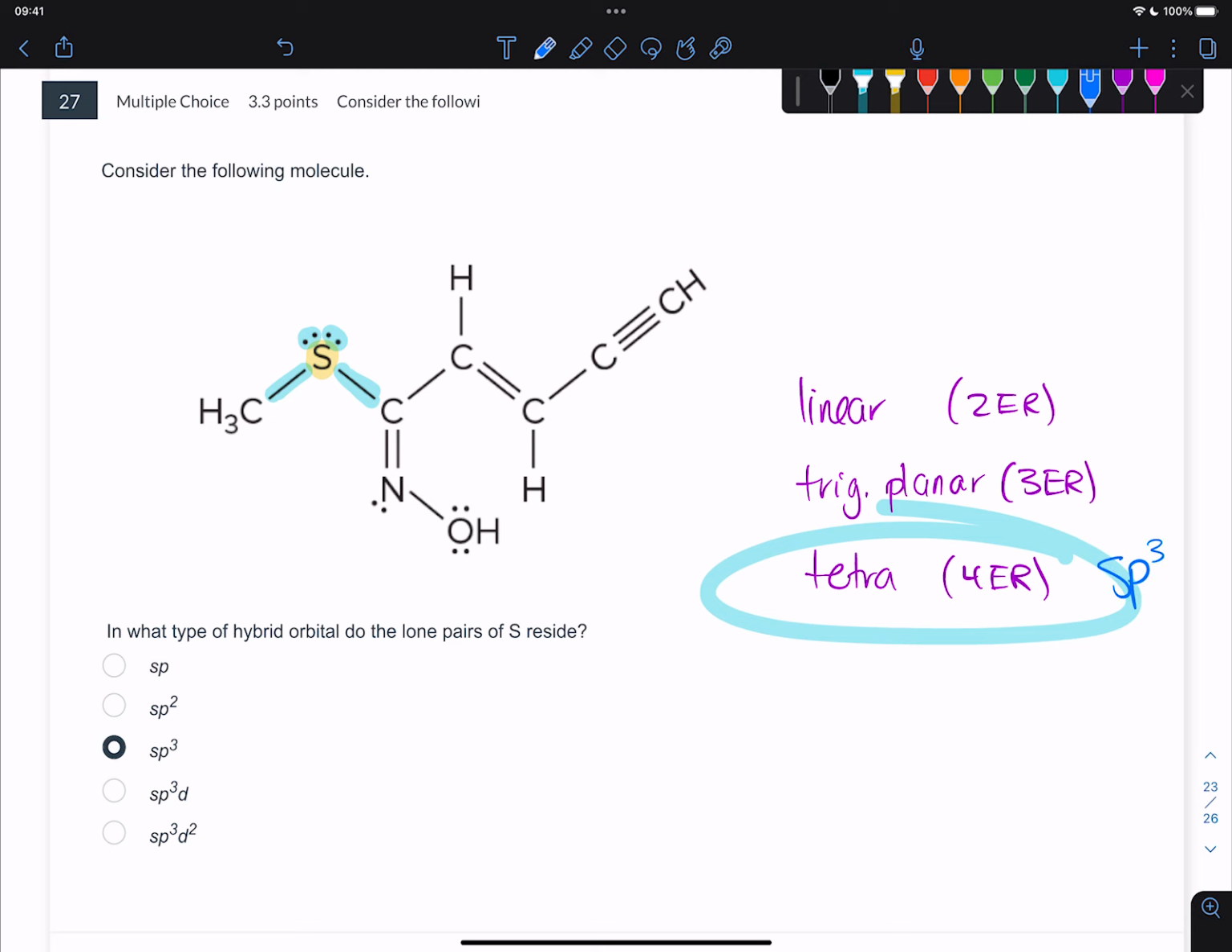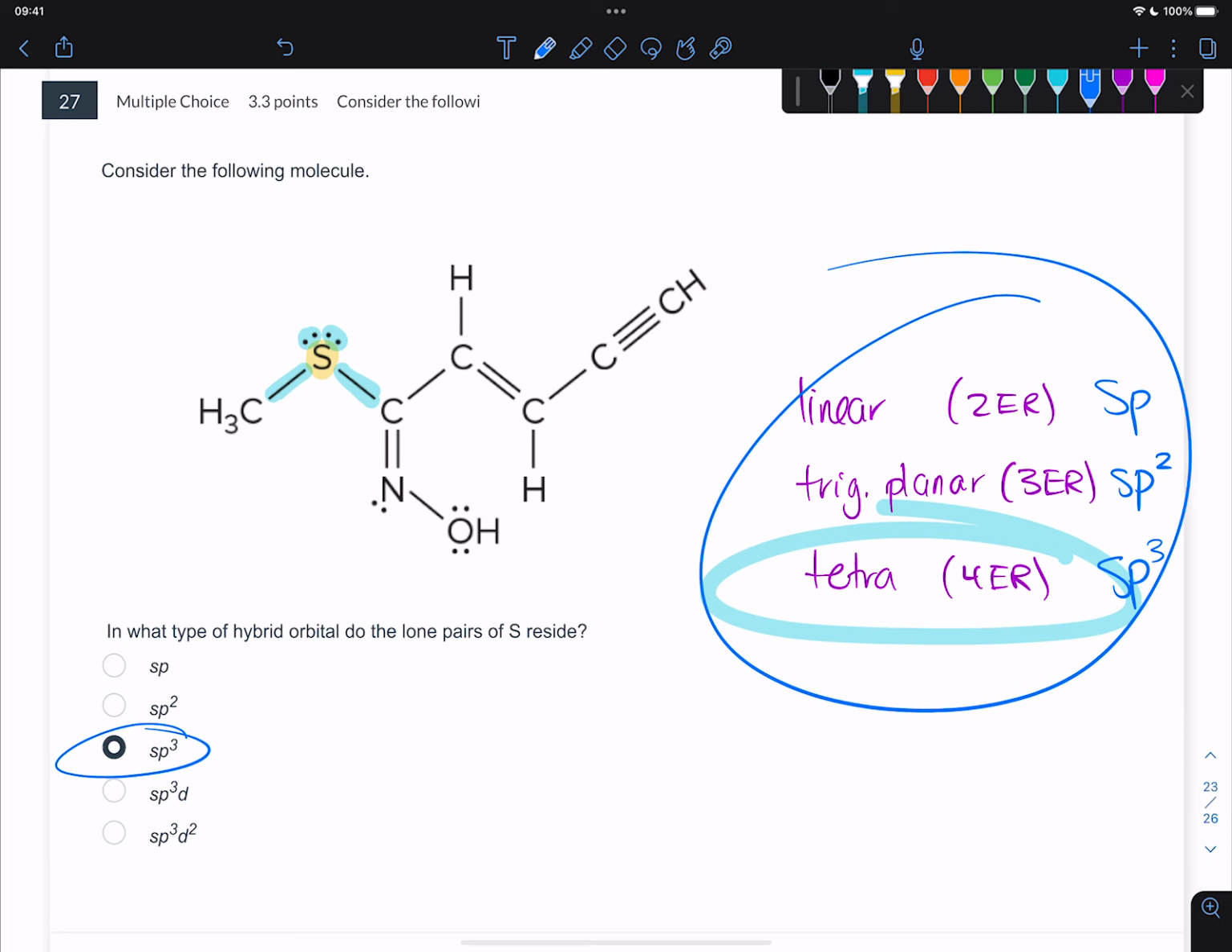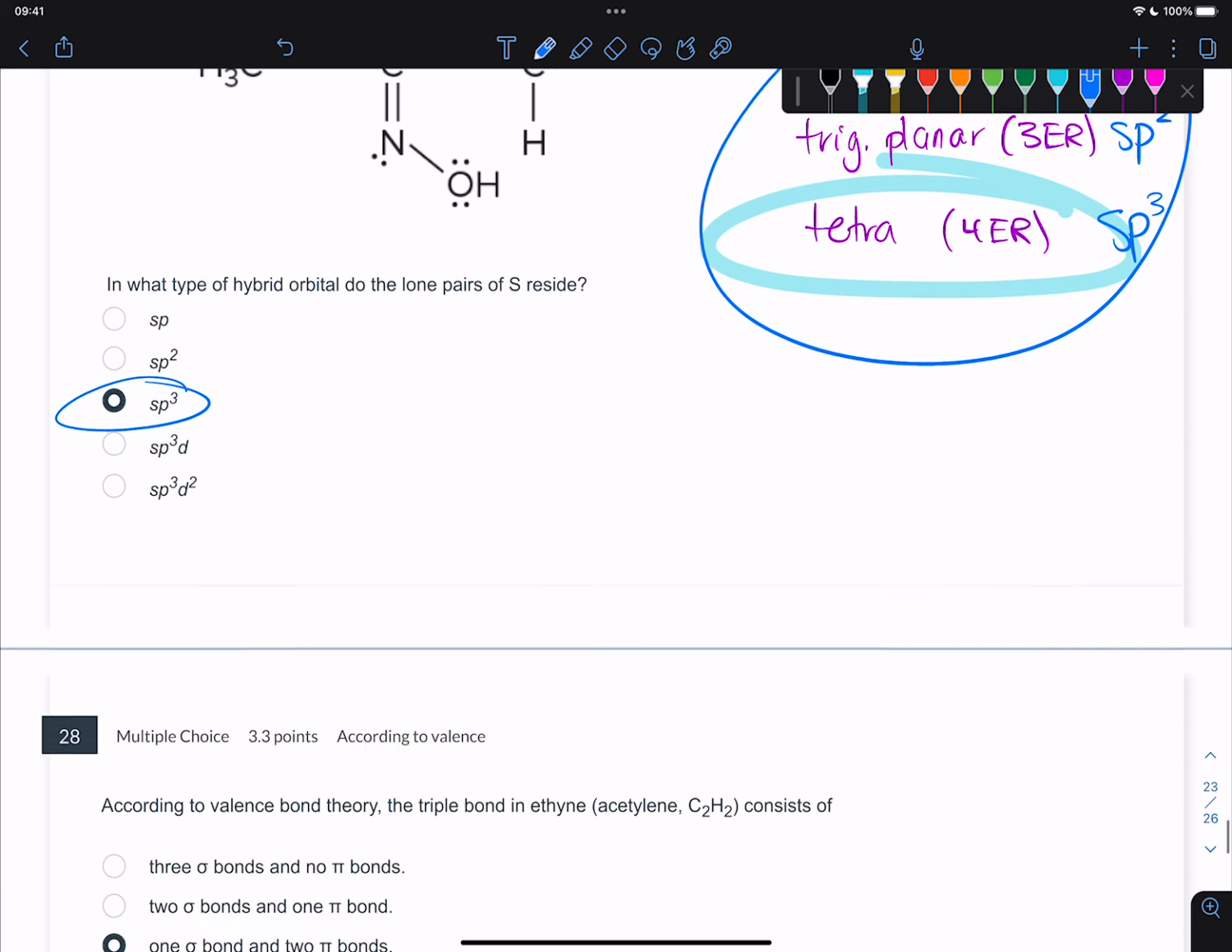Every time you add a pi orbital, you take away one of those p's. So if this were a double bond somewhere, it'd be sp2, and then linear is just sp. So this is sp3 because it's a tetrahedral electron region geometry. That's the connection that you need to see. This is very key, as you saw from some problems beforehand.